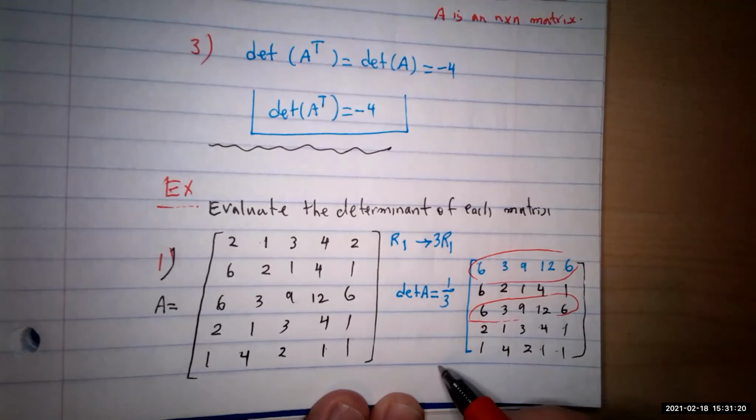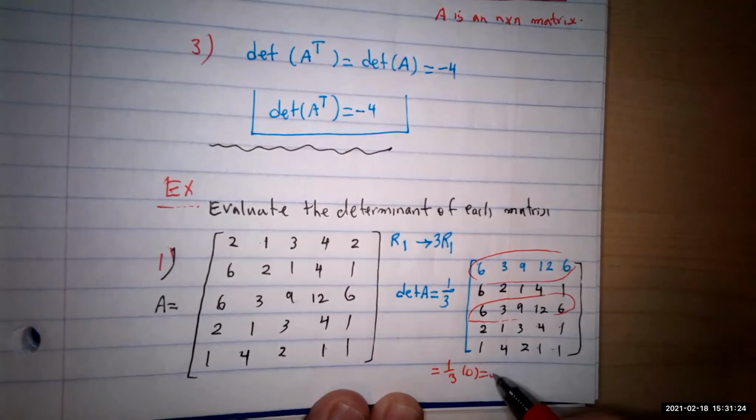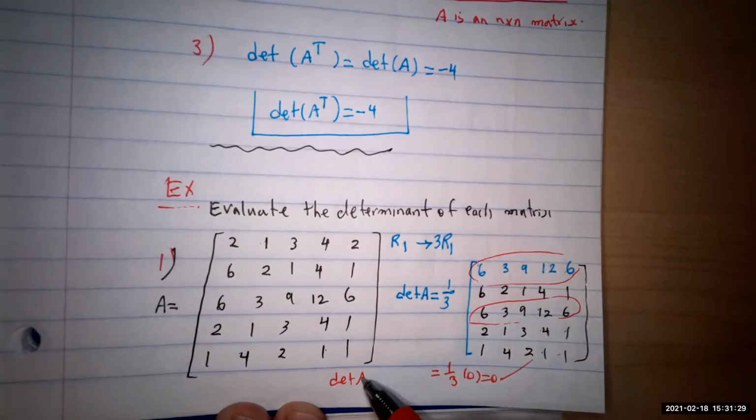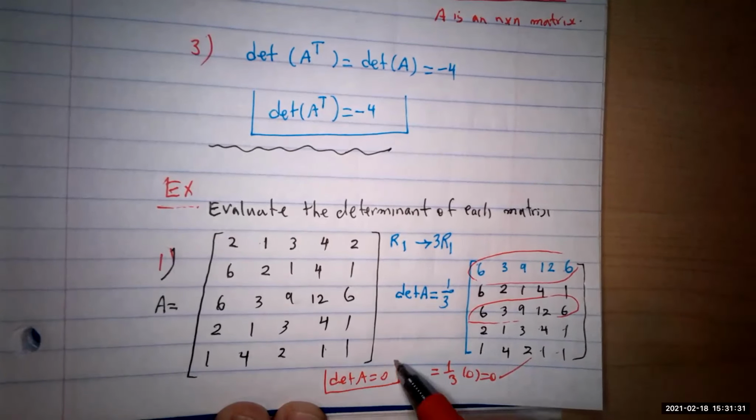So that gives you what? It's going to be 1/3 times 0, which is equal to 0. So the determinant of the matrix A is equal to 0.